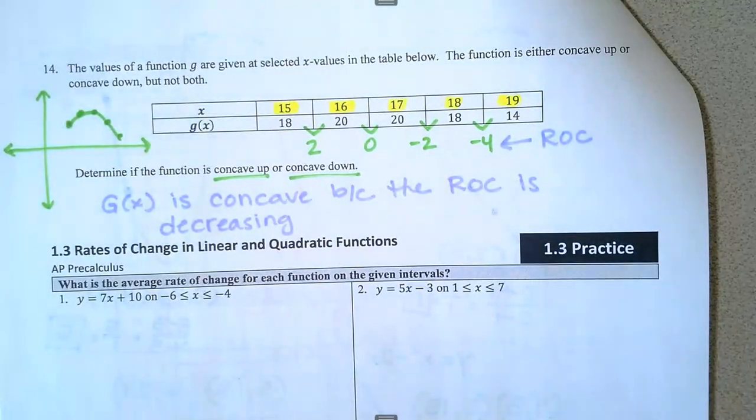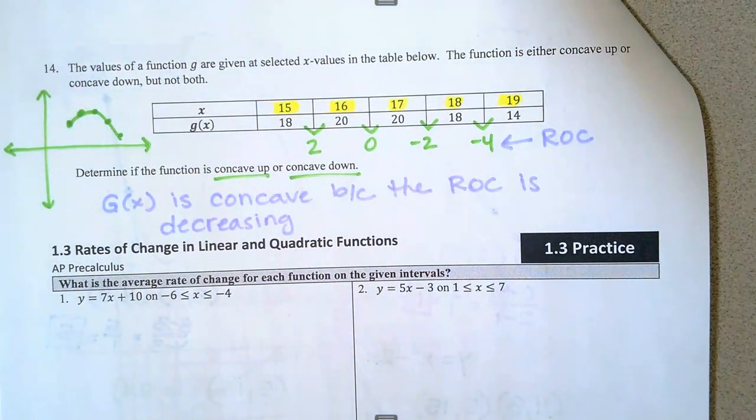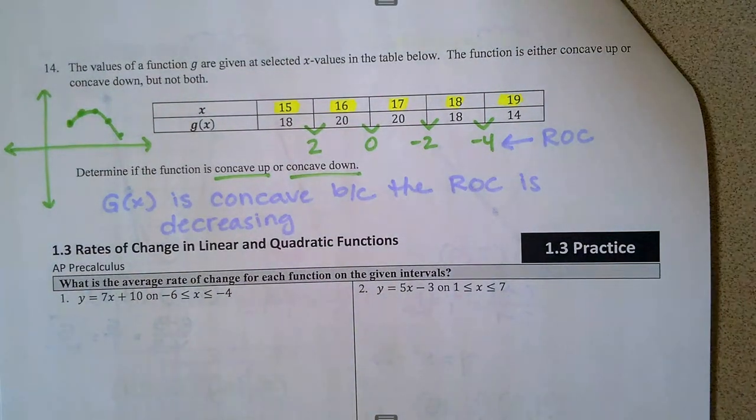So do you remember when we started this whole concave up and concave down, I told you it has to say rate of change? They're asking about rate of change, okay? So when you find the rate of change, that's how you know you can use concave up or down. Those two have to go together. Concave up or down is only with rate of change. Okay? Good.